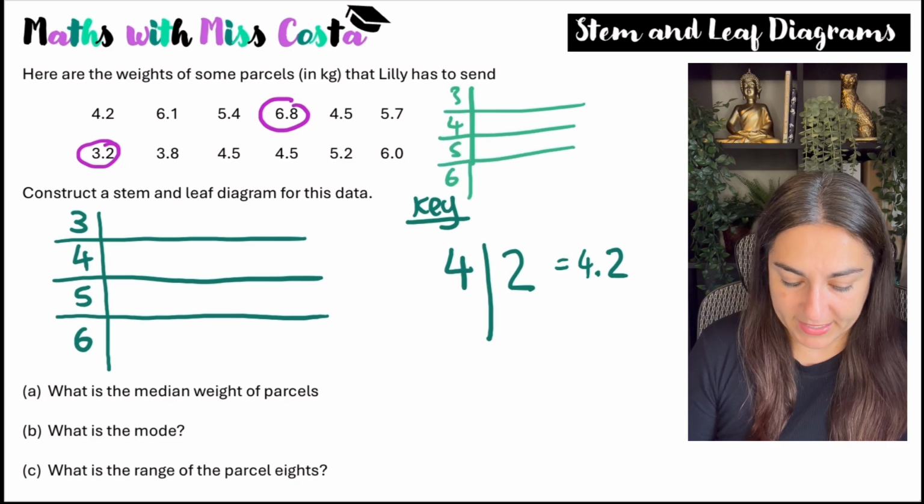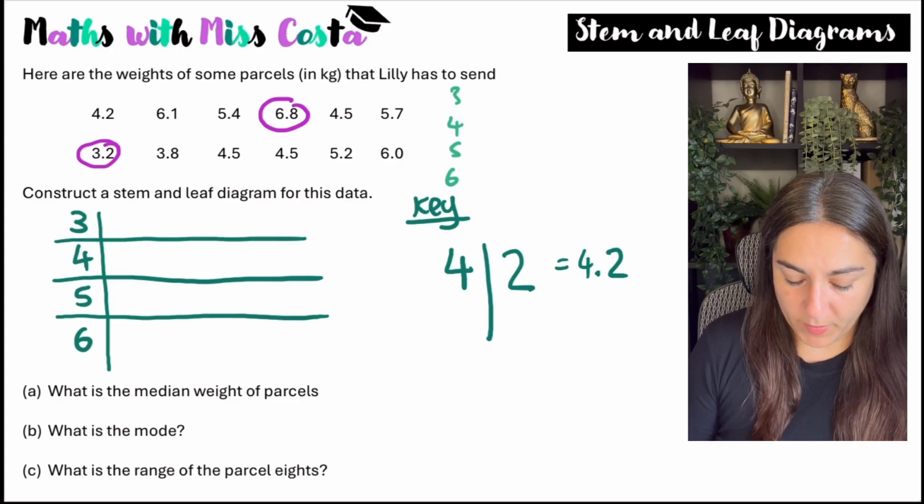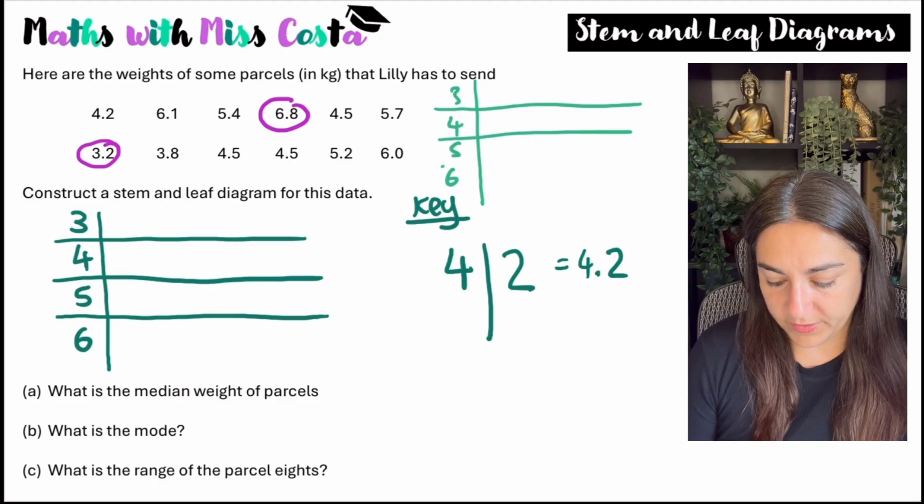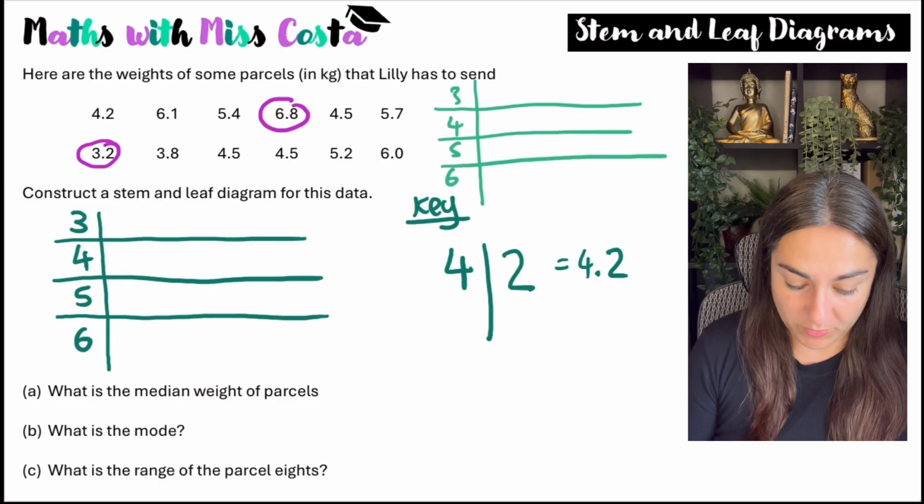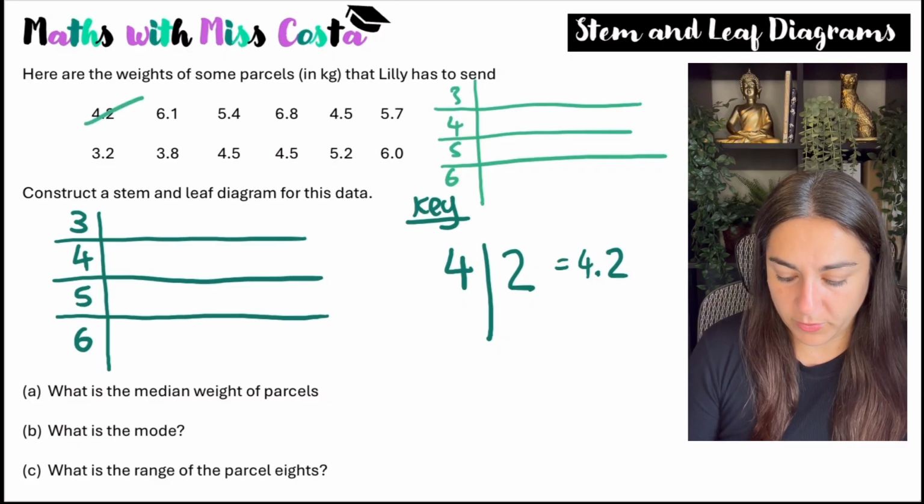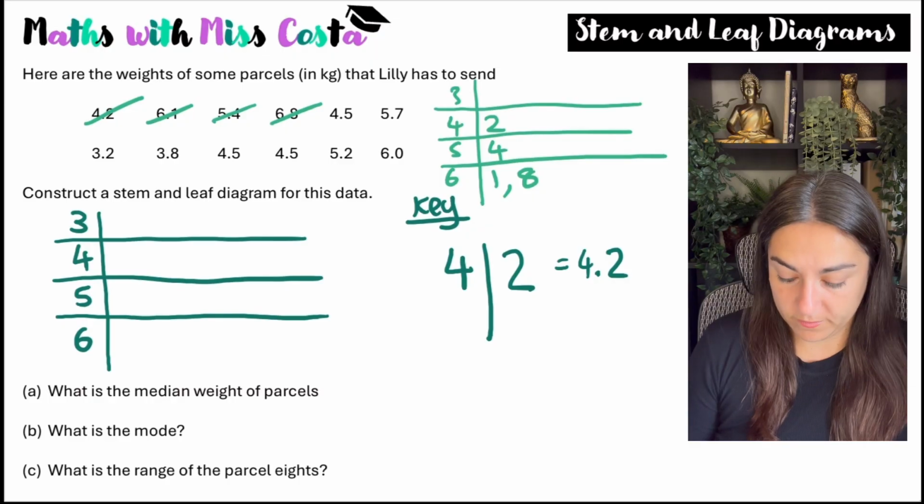So here's my rough stem and leaf diagram. And what I'm going to do with that is put all of the data in it, but it's not going to be ordered. When you do your final stem and leaf diagram, you want it to be ordered. So I'm going to tick off each piece of data one by one. So 4.2 is going to be here. 6.1 I'm going to put here. 5.4 I'm going to put here. 6.8, when you get to another term, you put a comma to show it.